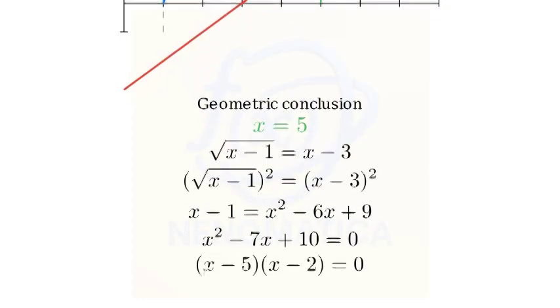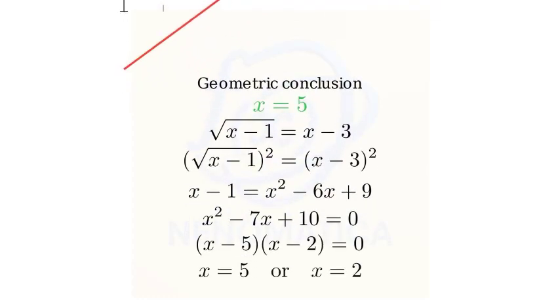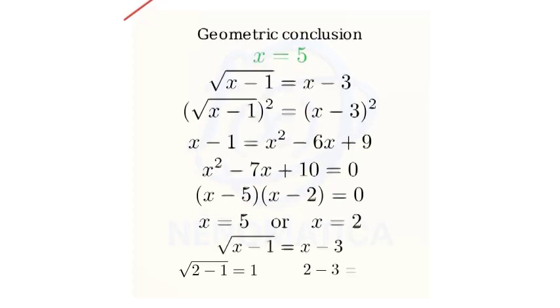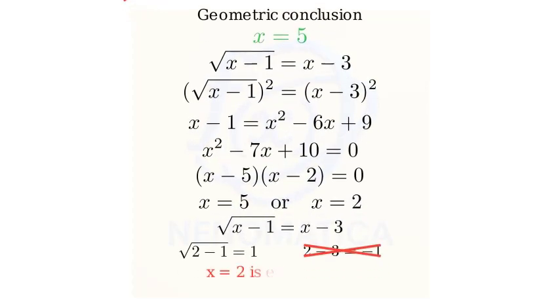Factor the quadratic as left parenthesis x minus 5 right parenthesis times left parenthesis x minus 2 right parenthesis equals 0. The candidates are x equals 5 or x equals 2. Every time we square both sides, checking is essential. Substitute x equals 2 into the original equation.